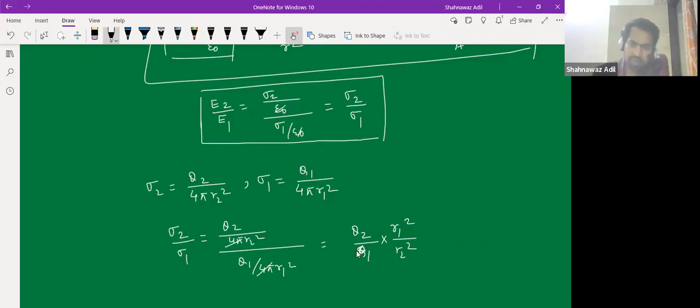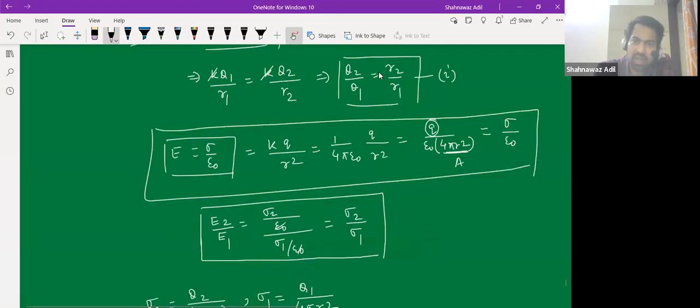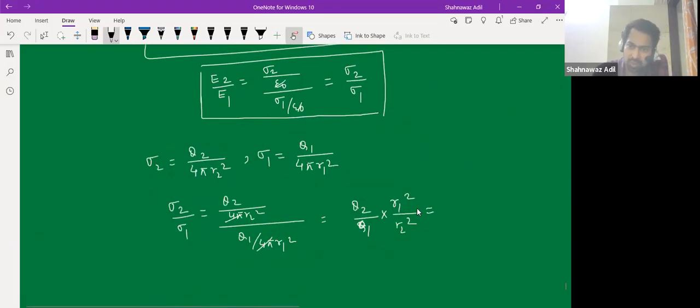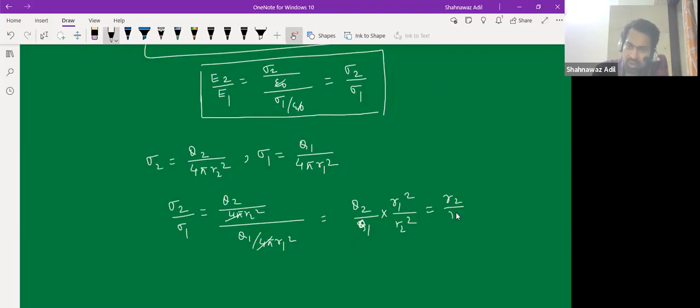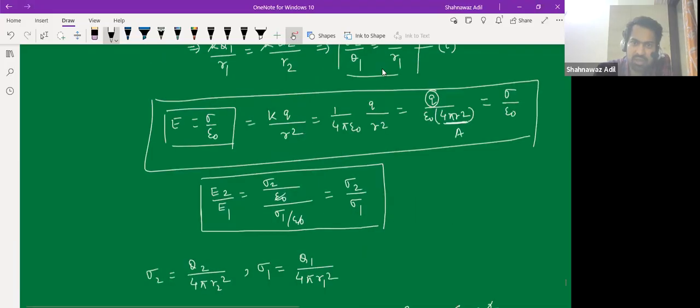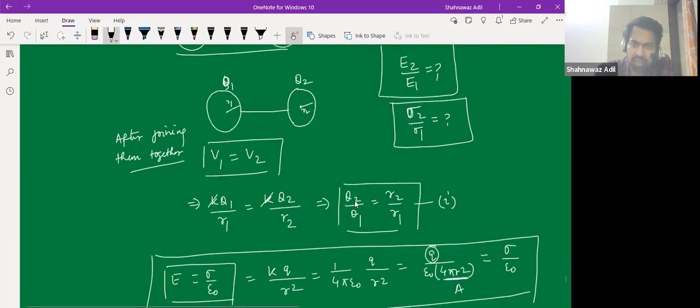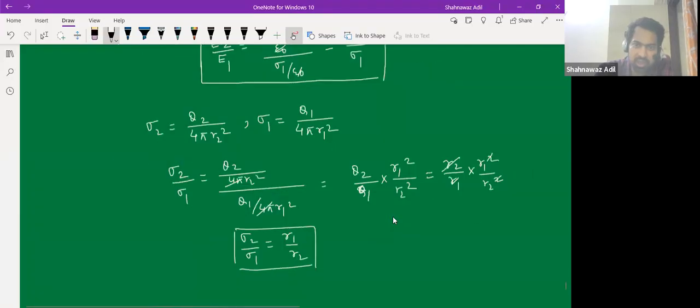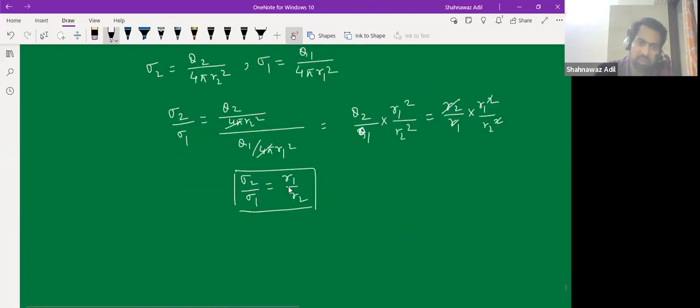Q2 by Q1 we have already calculated, and this is R2 by R1. So we put the value R2 by R1 in here, and this is R1 square by R2 square. So this square will cancel, and sigma 2 by sigma 1 is R1 by R2. So you see that this is the opposite way. Charges ratio is R2 by R1, they are proportional. But sigma 2 by sigma 1 is inversely proportional, right?